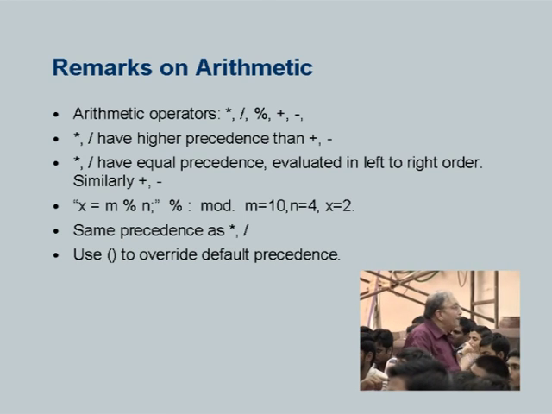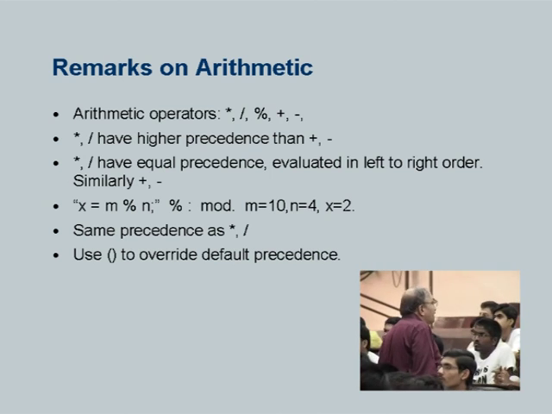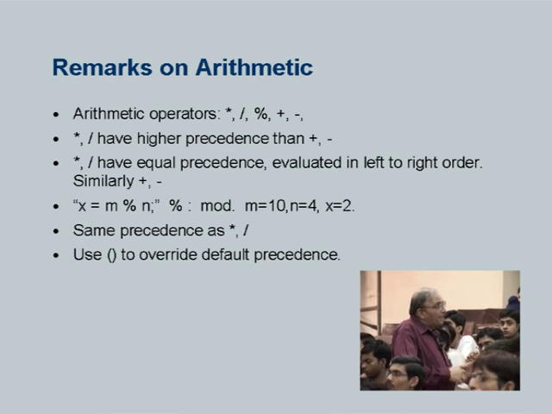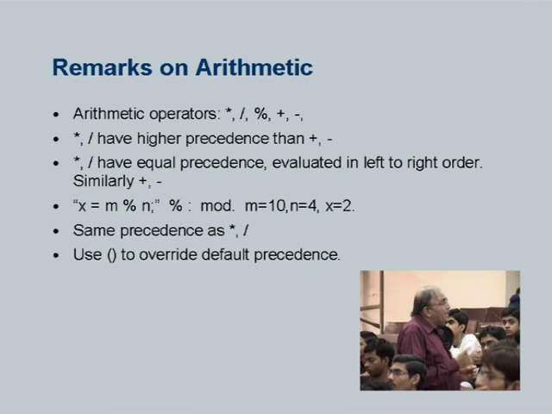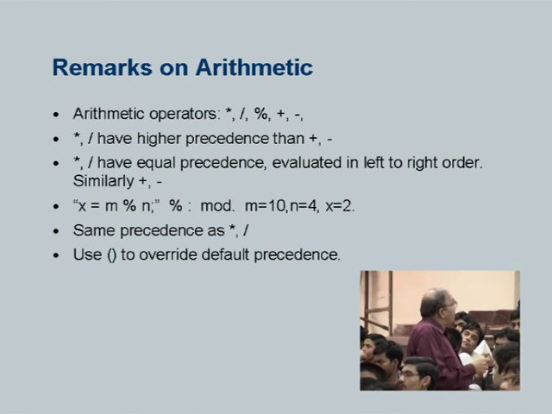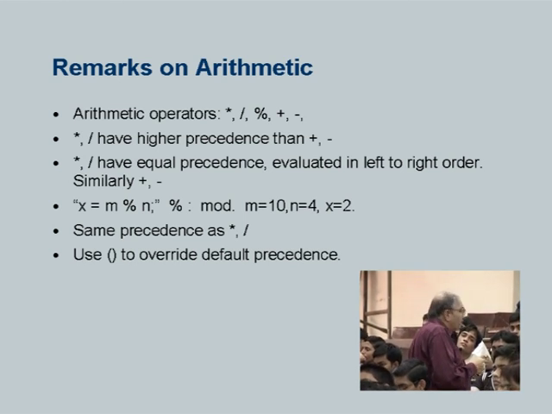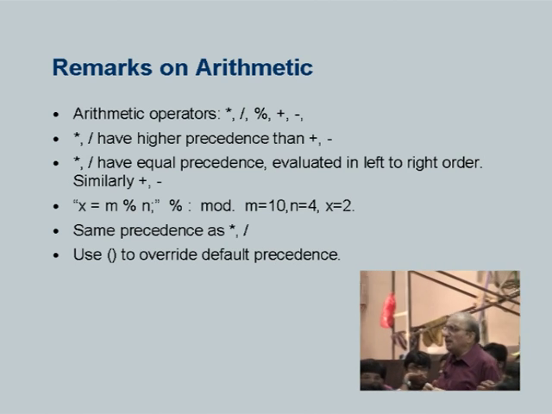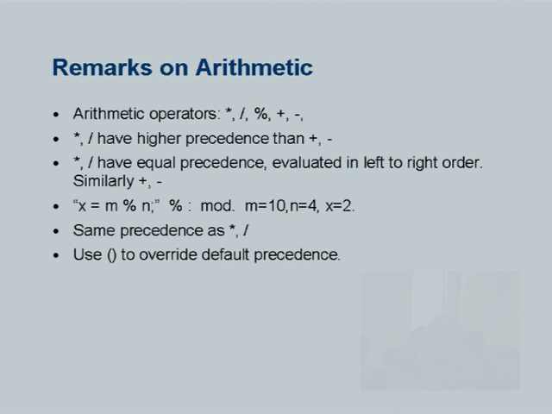For multiplication and division this is important, because in A star B slash C, whether you multiply A and B first and then divide by C, or whether you divide B by C first and then multiply by A, would have different results if A, B, C are integers. If they are floating point numbers, it may not matter. But if they are integers, it will matter a hell of a lot. So be careful about the precedence. In case of any doubt, you can put parentheses to override the default precedence. Again, more or less a standard mechanism.